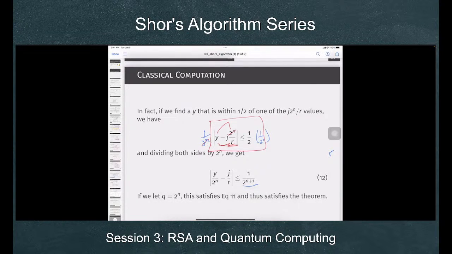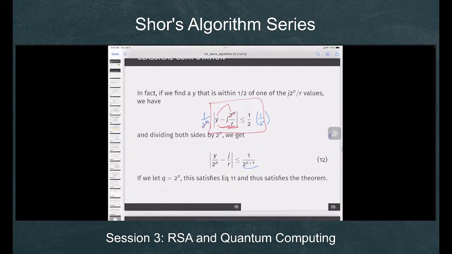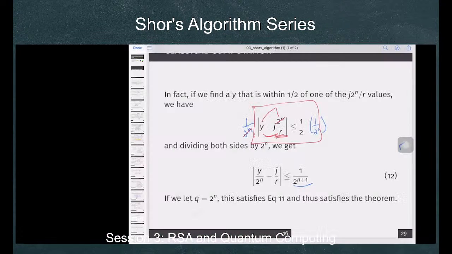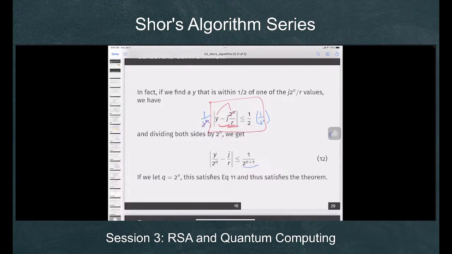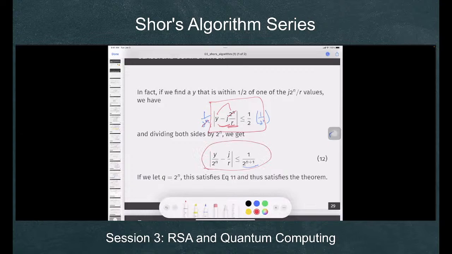Now, this is our equation. If we let q be equal to 2 to the n, since this is true, we can probably make use of the theorem that we discussed above. But if we make use of that theorem, then we will have to determine which is p and which is q.